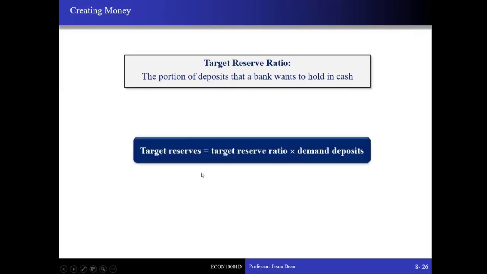Target reserves then are equal to the target reserve ratio times demand deposits. So again, in my example, if someone comes in with a $100 bill, the target reserves would be $10 because they only want to keep 10% of that $100. So the reserve ratio 0.10 times 100 gives you 10.